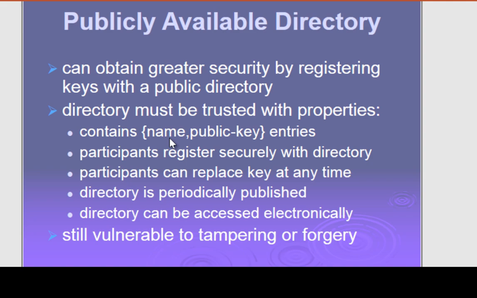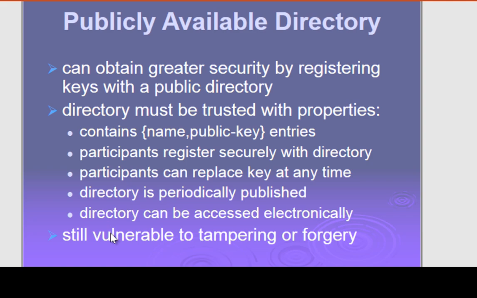So we can confirm that it is a genuine public key. What the directory will publish is the name of the person and his public key. It is like two parameters, first the name and then his public key. The entries are like that, and all the participants have to register securely with the directory, and participants can replace the key at any time, because he cannot use the same public key for a long time. So if for any reason he wants to change his public key, he can change it.